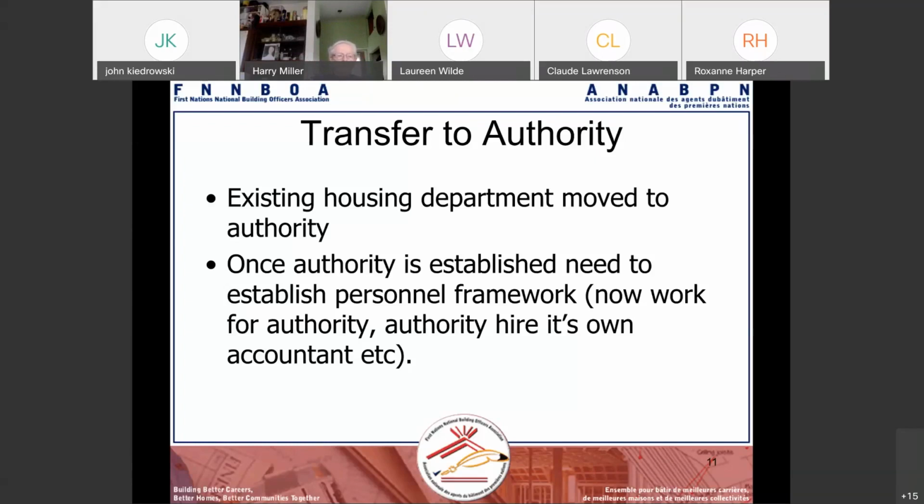Yeah, we have another question there regarding housing committees and elected representatives from the community. Any thoughts on that?